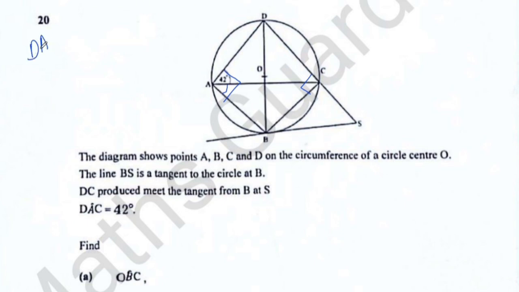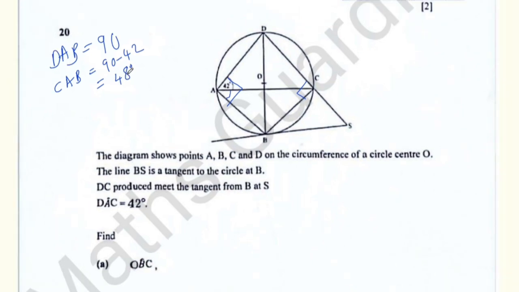In essence, what this means is if DAB is equals to 90 degrees, then our angle CAB is part of that 90. Then angle CAB is equals to 90 degrees minus 42, and this gives us 48 degrees. Okay, so 48 degrees represents that angle CAB, and now we're going to use other theorems from our previous studies.